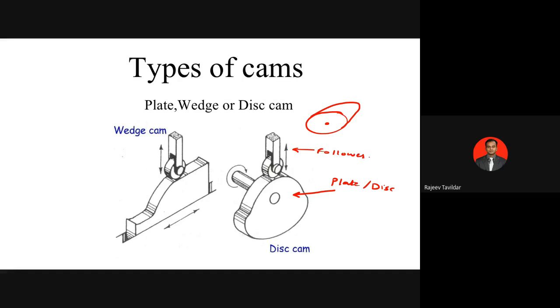Okay, the follower is a component which is going to convert the motion from one form to the other. So as the plate or disc rotates, you can see that the follower is going to reciprocate in the vertical direction. On the left side, you can see there's another cam called the wedge cam. Here we have a plate of different profile, and as you can see, the profile is changing continuously. So as this wedge moves along its axis, the follower will move either downwards or upwards. That means it is reciprocating in the vertical direction. Okay, so this is the plate or wedge or disc cam.